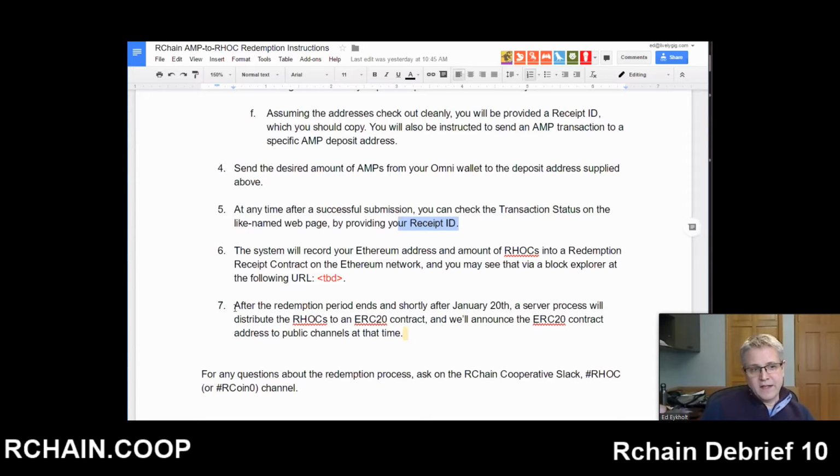Then at the end of the redemption period, which we're planning for January 20th at midnight, a server process is going to read that redemption receipt contract and distribute RHOC to what's called the ERC20 contract, which is a standard token contract on the Ethereum network. We'll also announce that ERC20 contract address at that point.